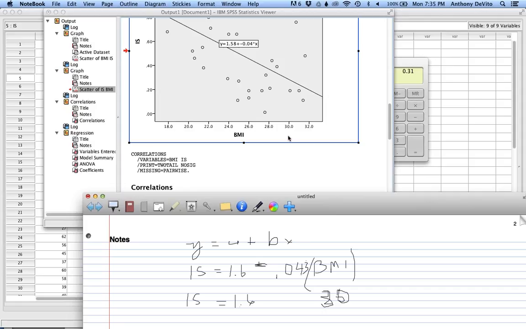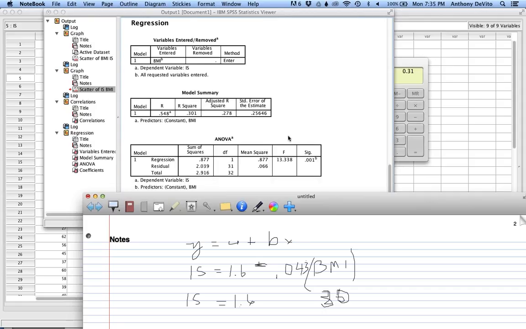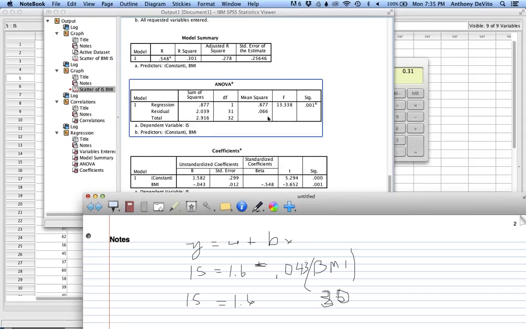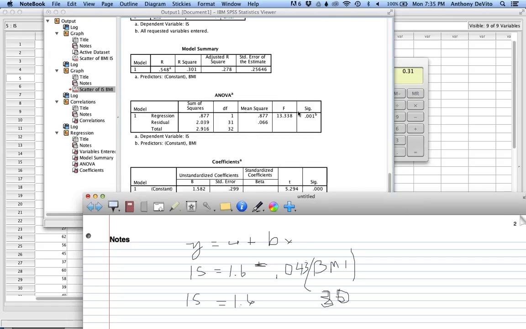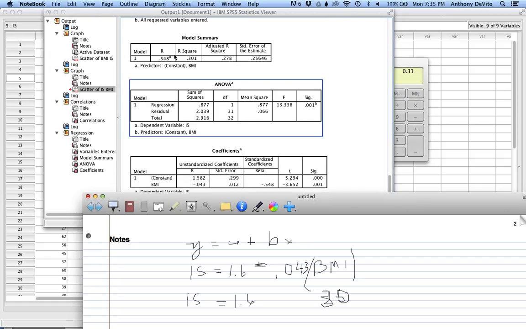We want something that's a good predictor. One of the things that we calculated while we were going through here is R. Remember R? We calculated the Pearson's correlation coefficient. It came out to be 0.548. When we did the regression analysis, it took that value of R and squared it: 0.548 times 0.548 is 0.301. That's R squared.